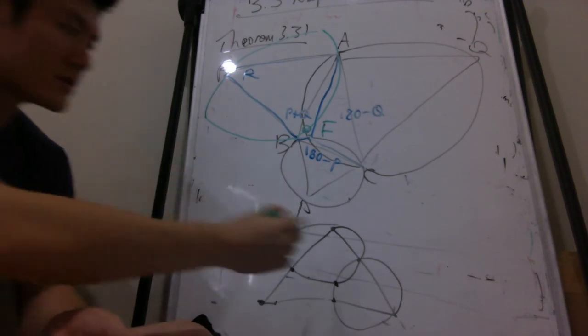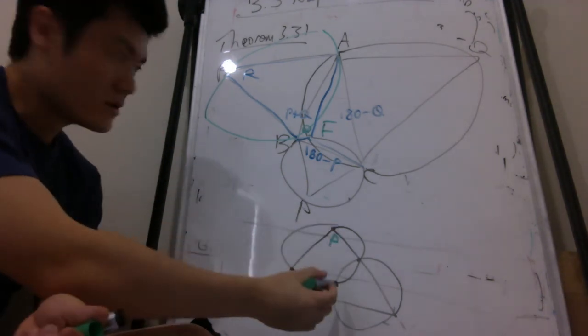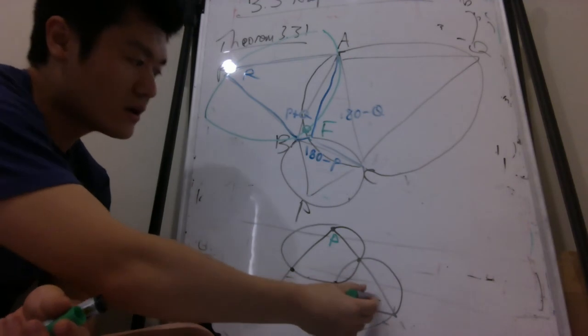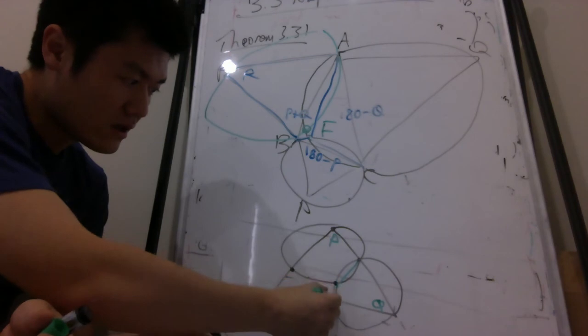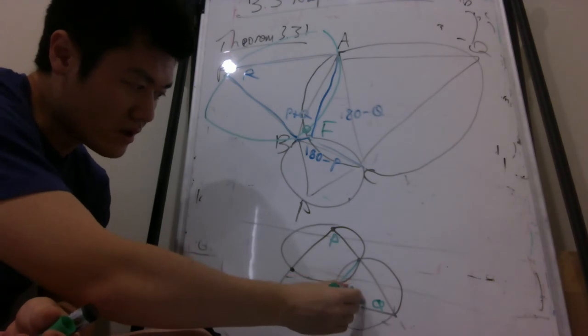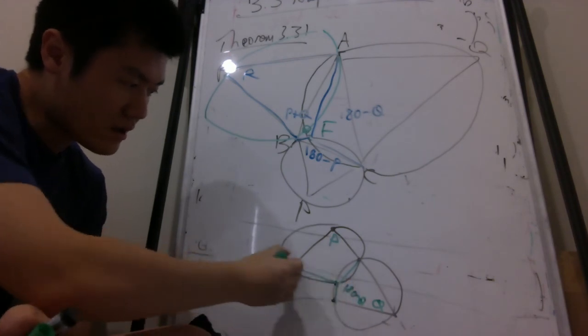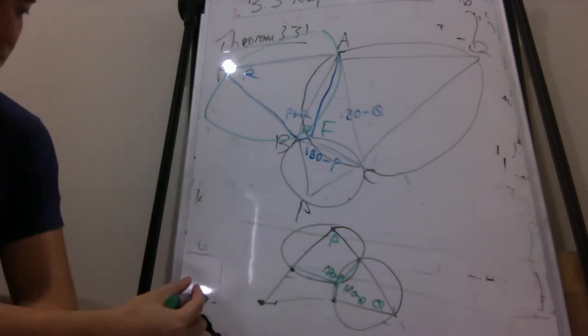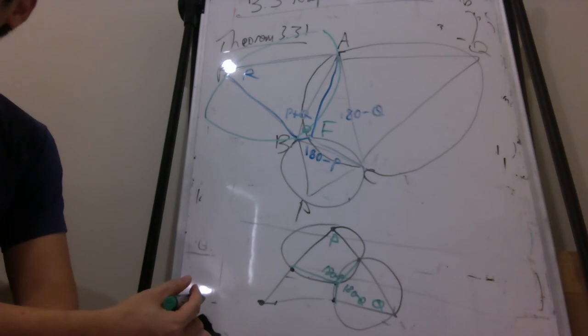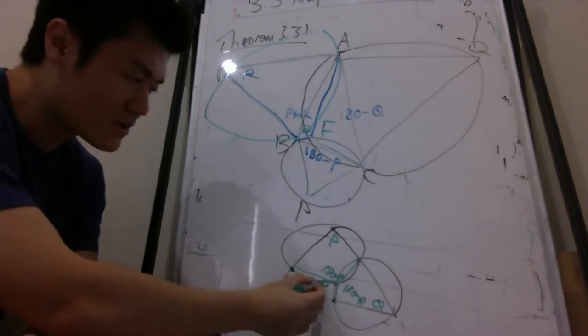Yeah, so look, this is P, right? This is like Q, yeah? And then join. So this angle here is 180 minus Q, yeah? The same here, 180 minus P. That one's P plus Q. Yeah, so this is P plus Q, right?